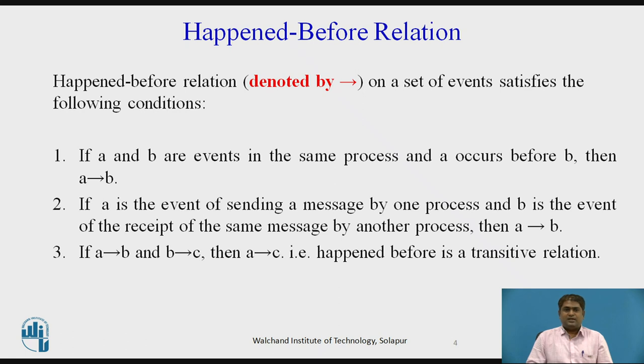Second, if A is the event of sending a message by one process and B is the event of the receipt of the same message by another process, then A happened before B. This condition holds by the law of causality because a receiver cannot receive a message until the sender sends it, and the time taken to propagate a message from its sender to its receiver is always positive. The third condition is if A happened before B and B happened before C, then A happened before C. That is, happened-before is a transitive relation.